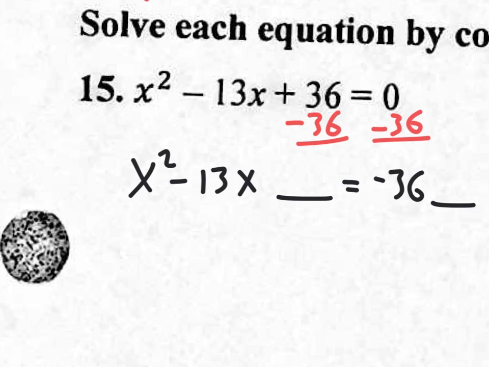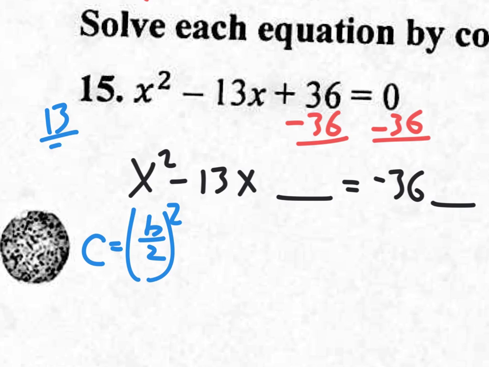Once again, the c value is going to come from, here are the notes that we need to know. C is really b divided by 2 squared. So we need to take the b value, which happens to be 13, divide it by 2, and then square it. This is going to be really ugly. Man, I might have to stop this recording if it doesn't work out that great.